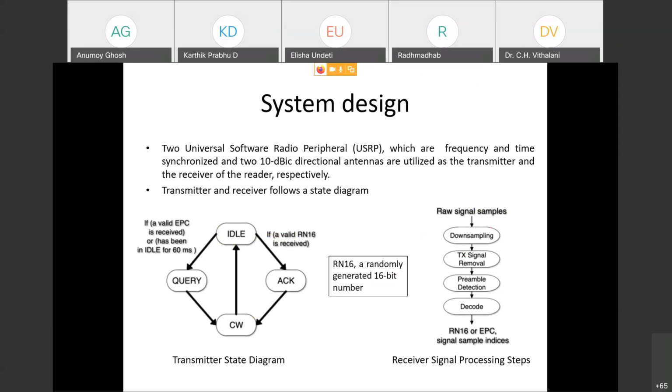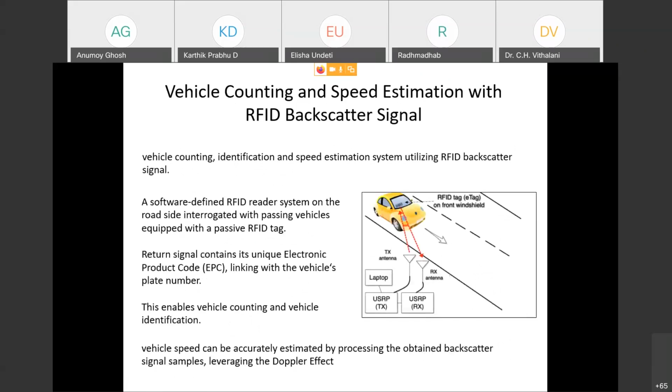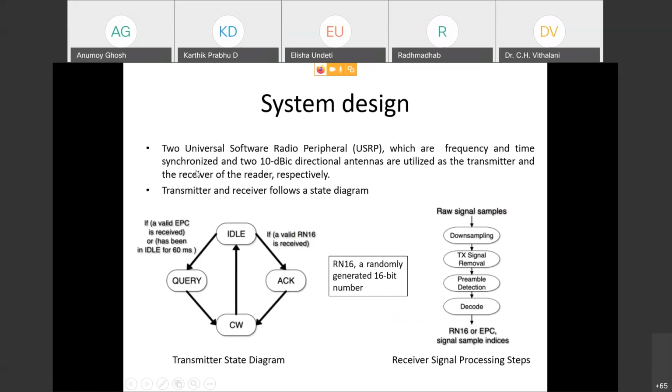Now this is just a software peripheral which is used for detecting the speed, and this is the transmitter state diagram of the software. First it will be idle, then after a certain time it will send out a query, and if it does not get a backscatter signal, then it will again go to the idle state. If it gets the backscatter signal, then it will acknowledge it, and then it will work, and again go to the idle state.